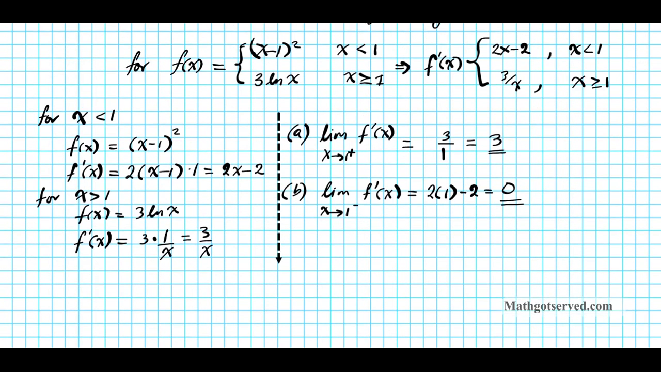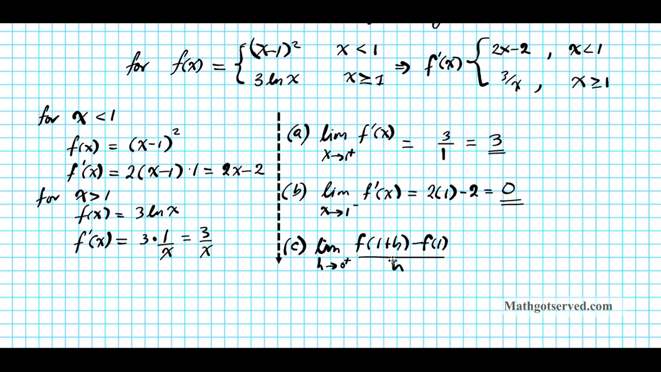Now let's look at the limit definition of a derivative from two directions. For the first one, we have the limit as h approaches 0 from the right of f of 1 plus h minus f of 1 over h.